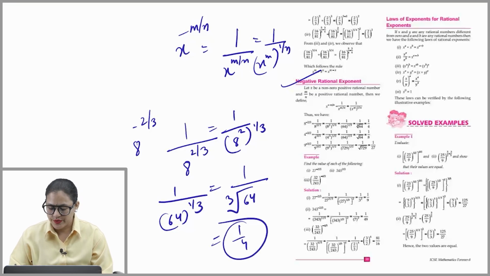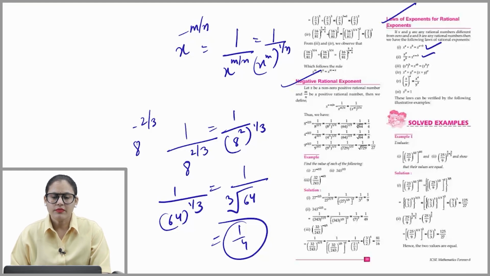Now, laws of exponents for rational exponents. If x and y are any rational numbers different from 0 and a and b are any rational numbers, then we have the following laws of rational exponents. x raised to the power a into x raised to the power b is equal to x raised to the power a plus b, which we already know. x raised to the power a upon x raised to the power b is equal to x raised to the power a minus b. Third, see, these are the same laws. So these laws can be verified by the following example. So first one, let's do it.